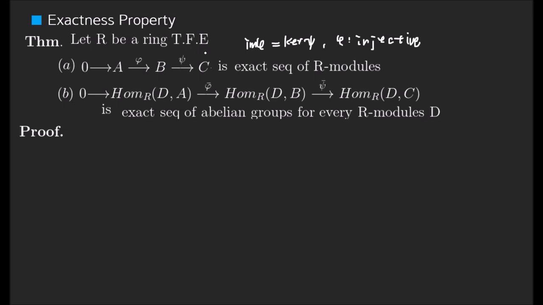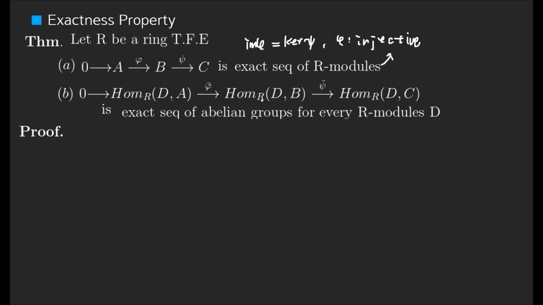But note that because this map does not exist, I don't know whether the map psi is surjective. If this existed, then psi would also be surjective. But because there is no map from C to 0, I don't know whether this is surjective or not. Just two pieces of information come from this statement.